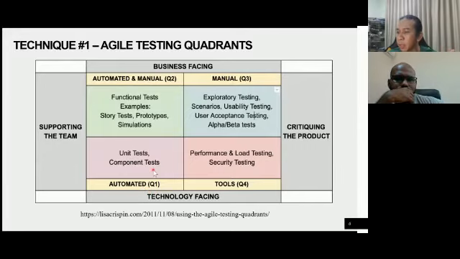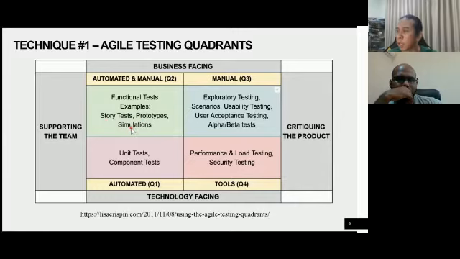Okay, so let's say we have Q1. In Q1 we have technology-facing, supporting-the-team kind of tests. So we have the unit test over here and the component test. Okay, in quadrant 2 we have tests that support the team, and they're also facing the business, where we interact with them to discuss the points. So some of the tests available here are the story tests, prototypes, and simulations. This is in supporting the team to try and build the product.